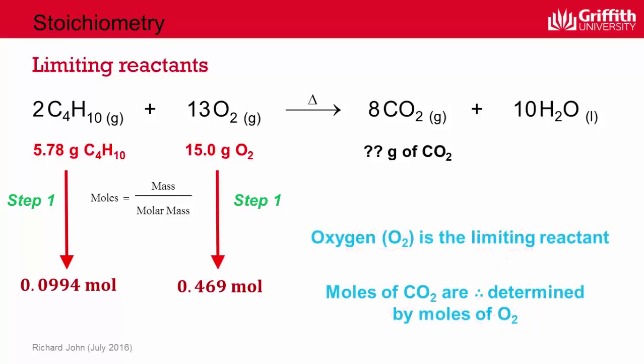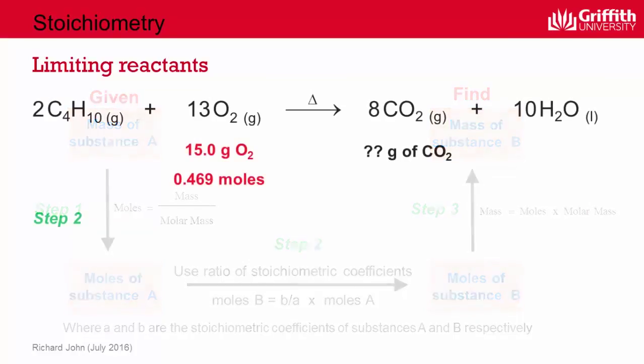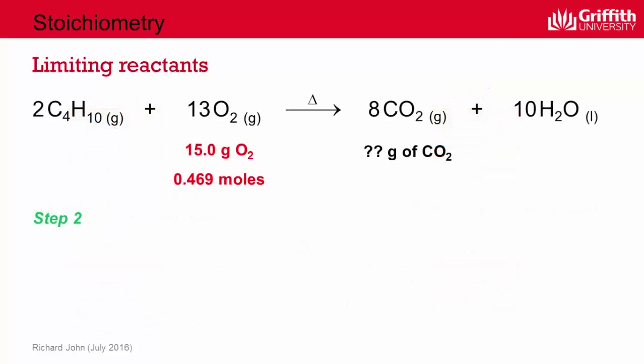Whichever number ends up being the smaller, that's the substance, that's the limiting reactant. So again, we find that oxygen is the limiting reactant and the moles of carbon dioxide are therefore going to be determined by the starting moles of oxygen. So in effect, we now ignore the step 1 calculation that we carried out for butane, and we're only interested in the step 1 calculation that we carried out for oxygen. We've just done step 1, we've now got to carry out step 2 and then step 3.